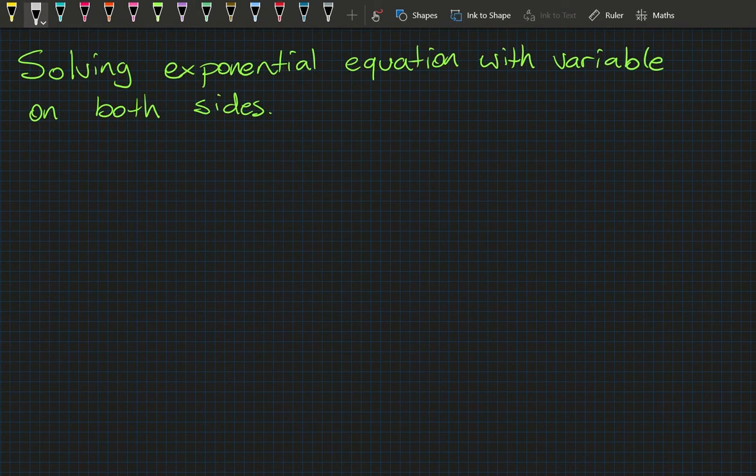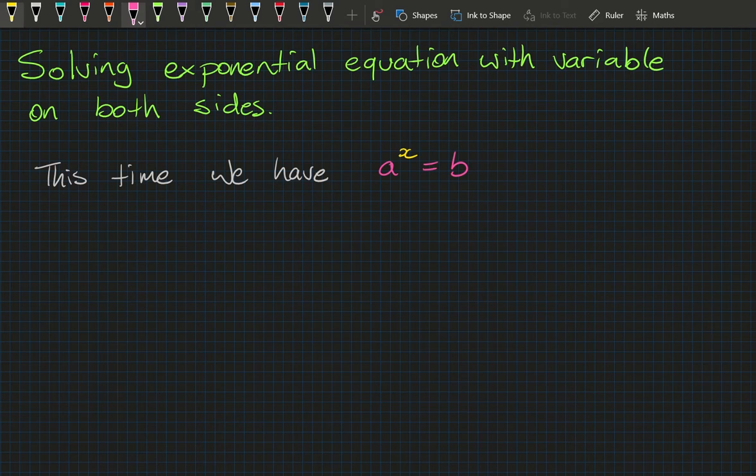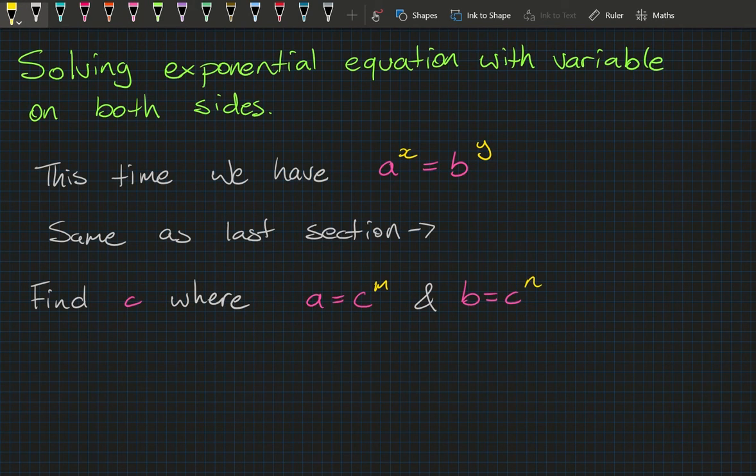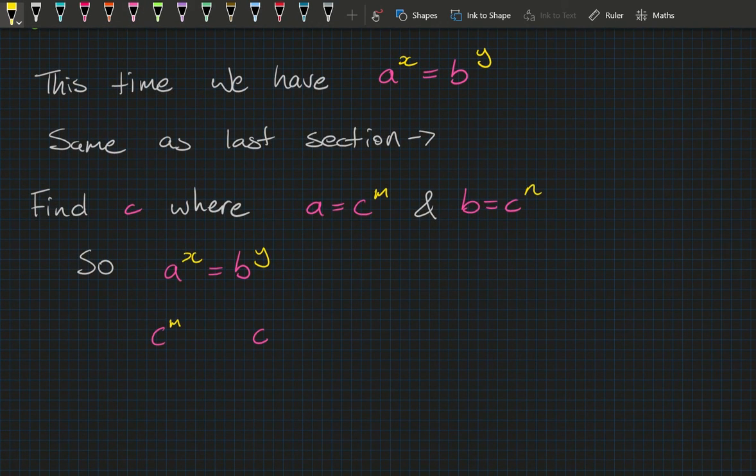Alright, in this section, we're going to have a number a raised to a power x and a different number b raised to a different power. However, just like we did in the last section, we need to find a third number c where a equals c to the m and b equals c to the n. So that way a to the x equals b to the y becomes c to the m raised to the x equals c to the n raised to the y, just by re-expressing a as c to the m and b as c to the n.